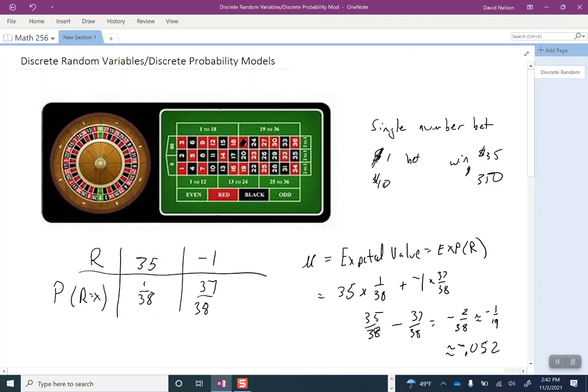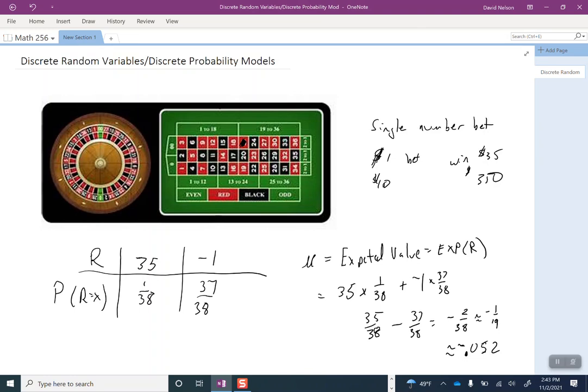So in the long run, what this means is that if you were to play roulette lots and lots of times, as a player, you're going to lose about 5 cents out of every dollar that you bet. Every time that you bet a dollar, sometimes you're going to win, sometimes you're going to lose, but more often you're going to lose. But in the long run, that should average out to be 0.052. You're going to lose about 5 cents on every dollar bet that you make. And so looking at that mean is useful.